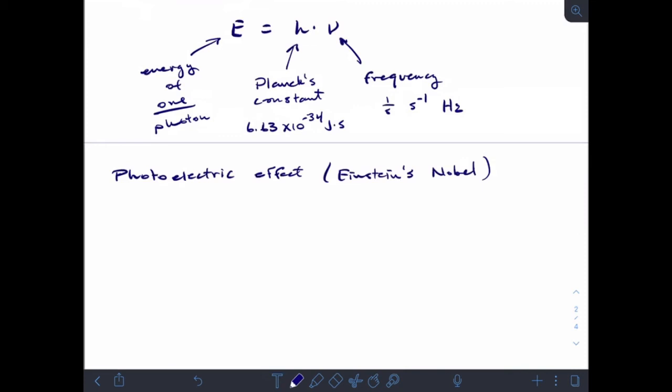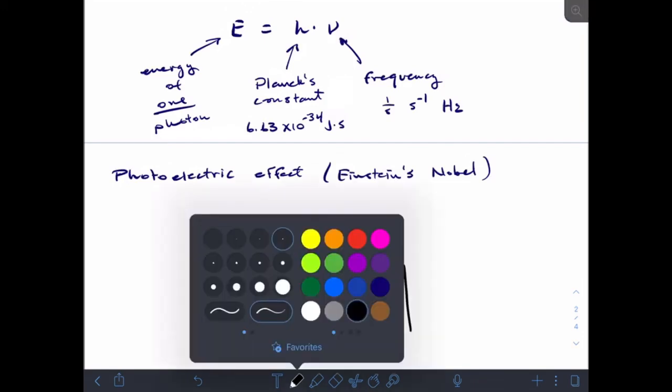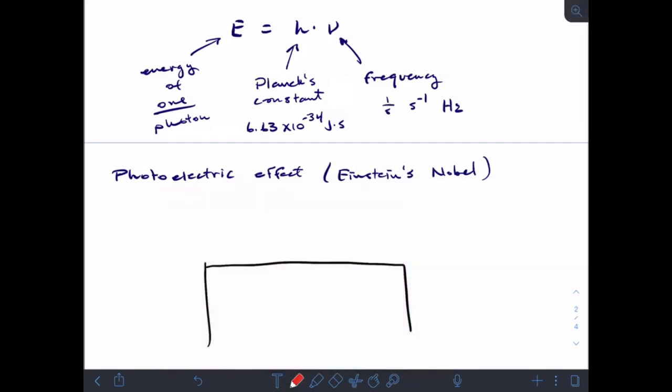Okay, so what the photoelectric effect is, essentially, is if you have a block of metal, let's change colors here. So if I have a block of metal and I hit it with a wavelength of light, let's say a photon of light, if that light has enough energy, then the metal ejects a photoelectron.